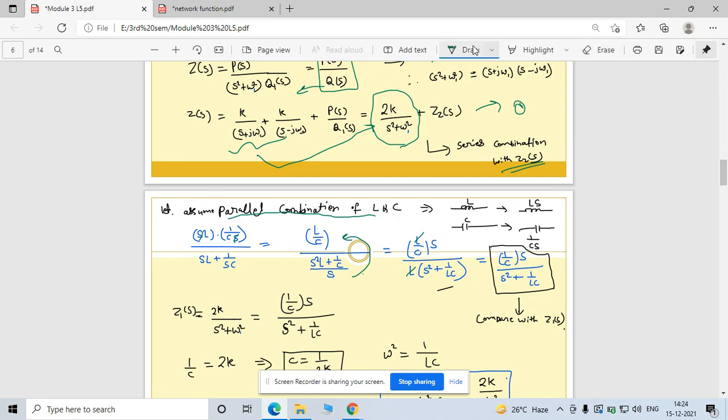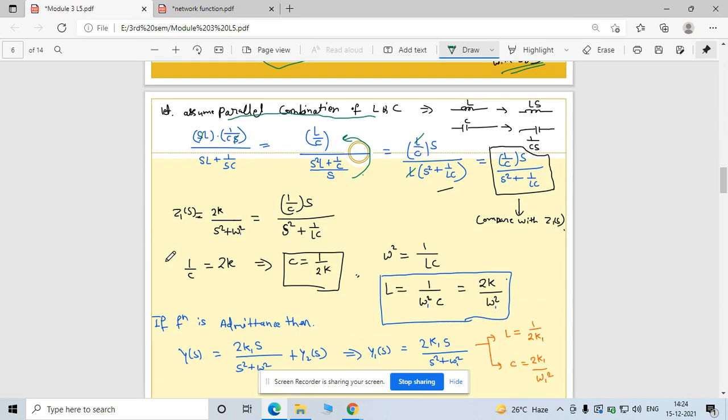So when I compare these two terms, what I get is 2k divided by s square plus omega 1 square. Okay. So now see here, 1 by C is nothing but your 2k. Sorry, when you find out C, you will get 1 by 2k. Now see, omega square is nothing but your 1 by LC when you compare these two terms.